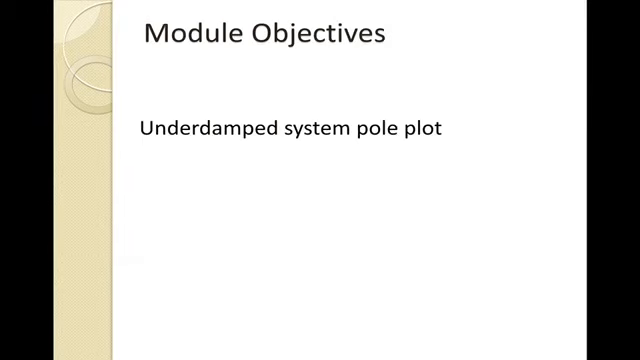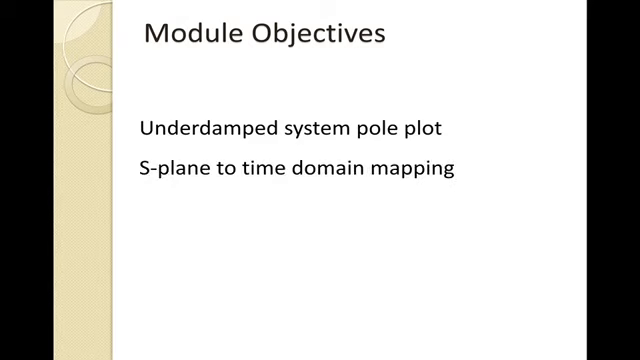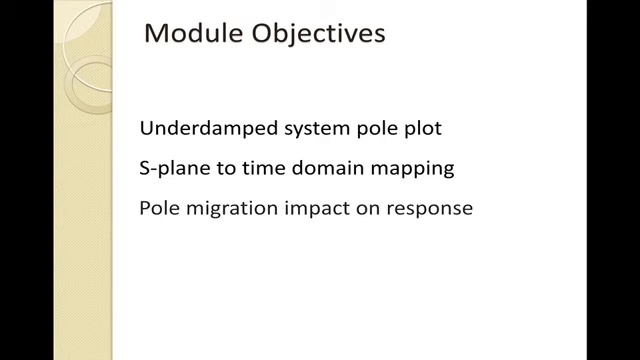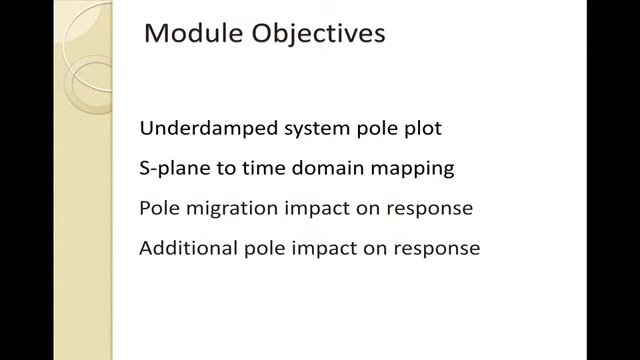So the objectives of this module are to review our underdamped system pole plot in the S-plane. Then we're going to do an S-plane to time domain mapping and show you where poles might appear on the S-plane and how they may map into the time domain response. Then we'll look at pole migration impact on the response in the time domain. What happens if we add additional poles to the response? And then finally, we're going to look at the impact of adding zeros into our system and what impact that would have on the response.